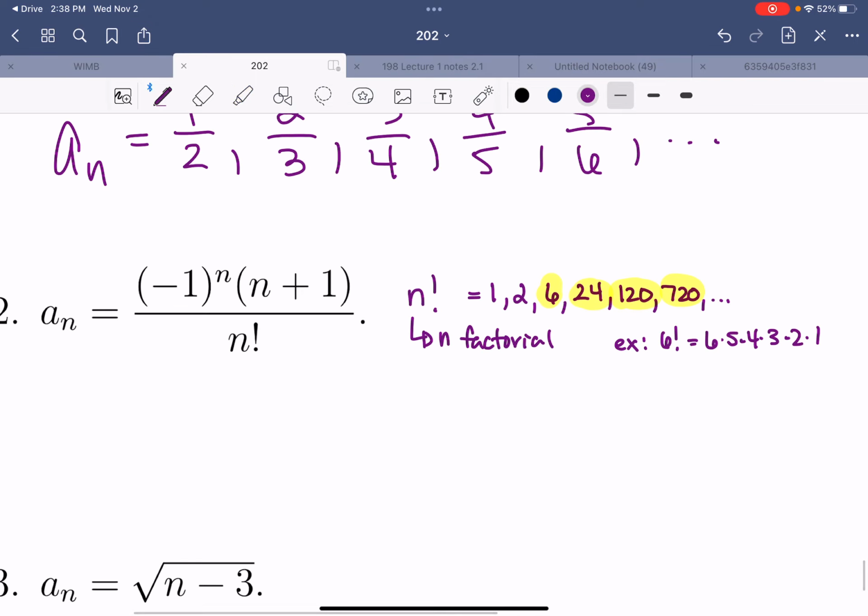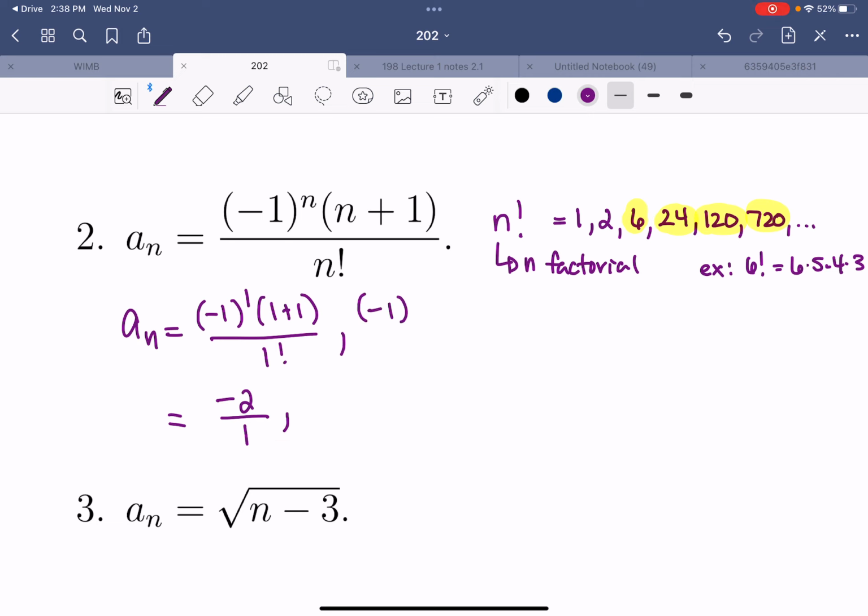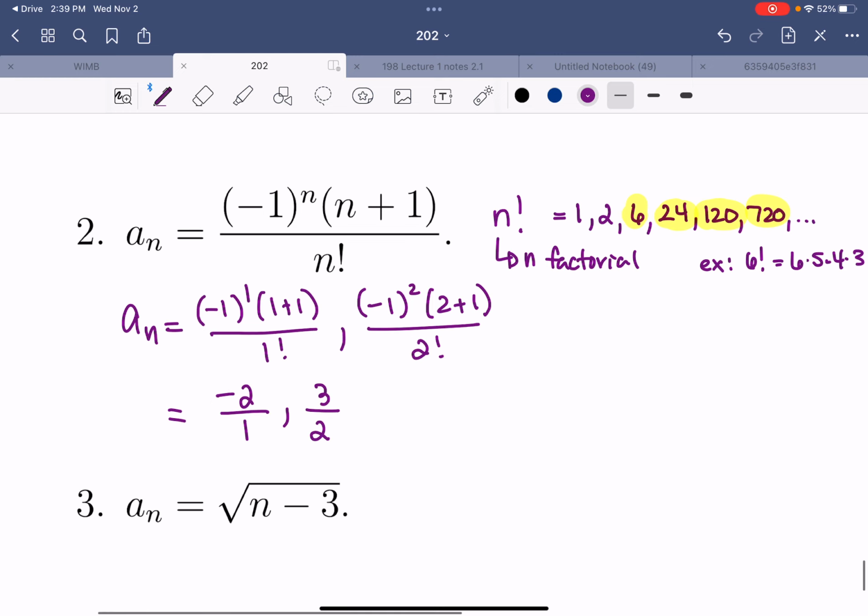Okay, so that way, when I'm finding my first 5 values, what we're doing here, a_n equals -1 to the n plus 1 over n factorial. For n equals 1, you're taking -1 to the 1, plus 1, over 1 factorial. So -1 to the 1 is negative. 1 plus 1 is 2, so that's -2 on top. And 1 factorial is just 1. In the second position, you have -1 squared, 2 plus 1 over 2 factorial. So -1 squared will be positive, so this value is going to be positive. 2 plus 1 is 3. And 2 factorial is 2 times 1, which is 2.